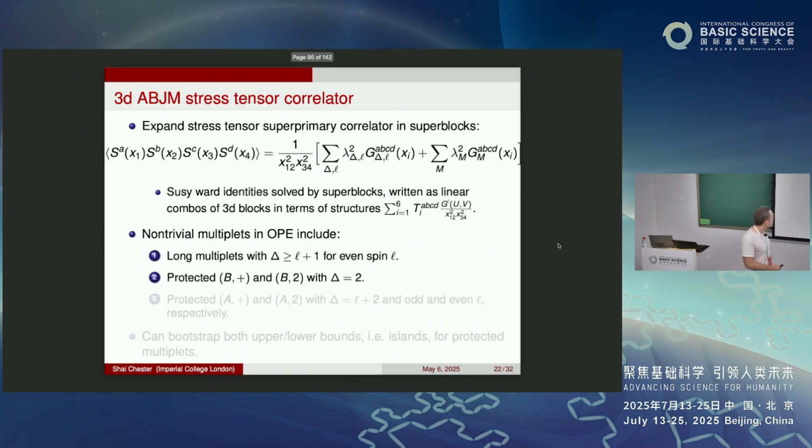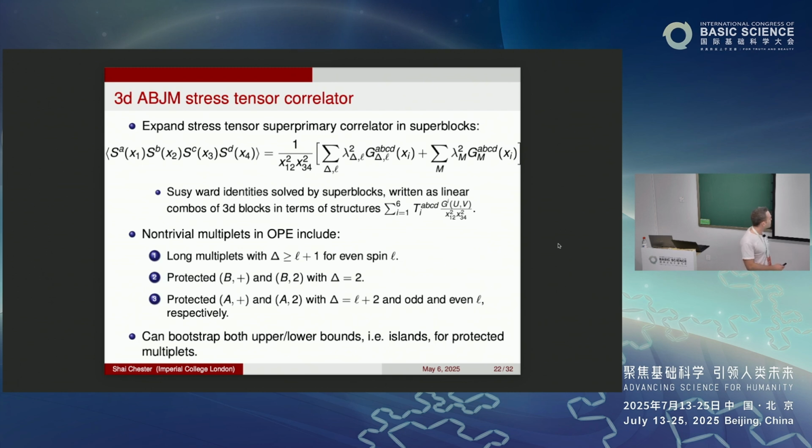And so in particular, you have two kinds of protected multiplets. You have these B's, which are the half BPS, and then you have these A multiplets. You have them for every spin, and these are less than half BPS. And so what's nice about having these protected multiplets that are non-trivial is that you can compute both upper and lower bounds. And the reason why is that their scaling dimensions are separated from the continuum of long multiplet scaling dimensions. And so that allows you to compute both upper and lower bounds without any assumptions. And so that's another advantage of this 3D bootstrap versus the 4D.